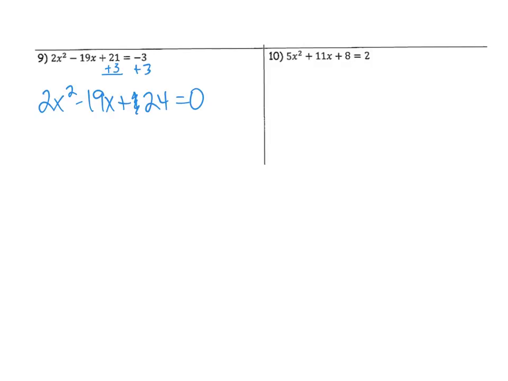Okay, I added 3 to both sides. Now I need to play around. And literally you are like really playing around. 24. There's so much. I mean, 6 times 4, 12 times 2, 8 times 3, 24 times 1. Wait, let me do some mistakes first. Because you're not going to get it right away.